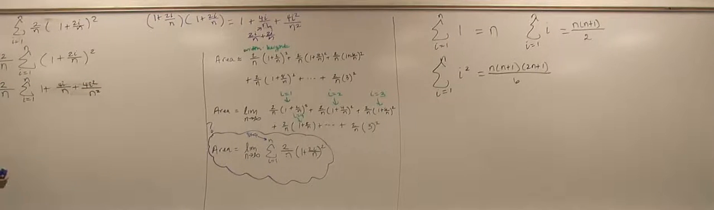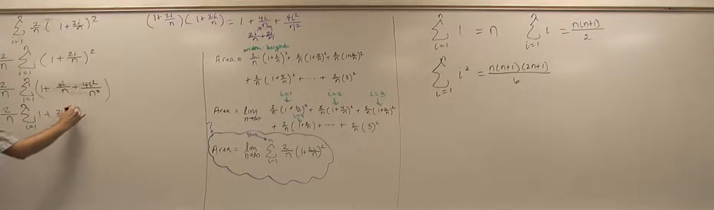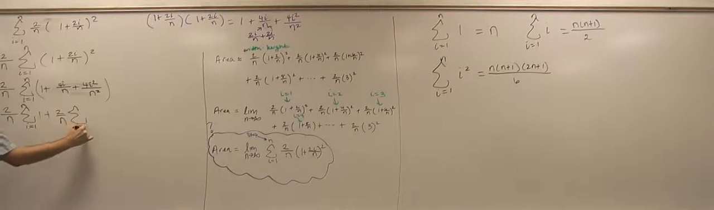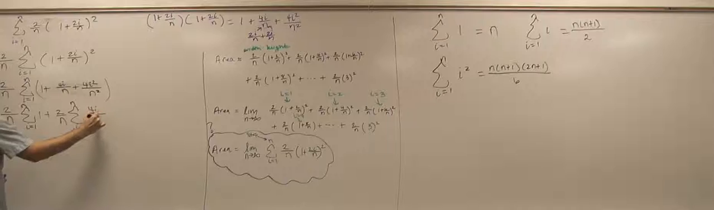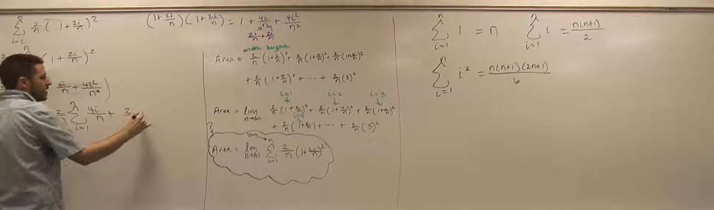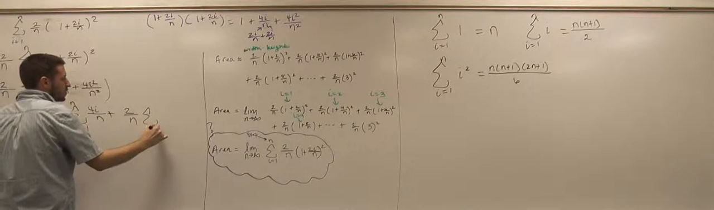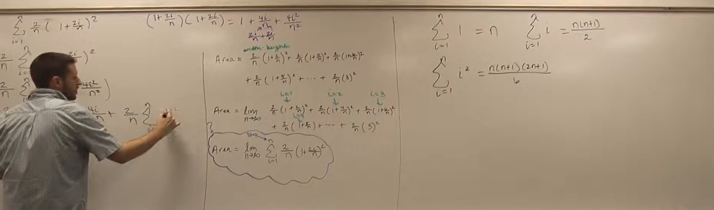So who cares? How does that help us? Because you can now do the sum of each of the individual terms. You can distribute the sum to each one. 2 over n times the sum from i equals 1 to n of the first term, plus 2 over n times the sum i equals 1 to n of the second term, plus 2 over n times the sum i equals 1 to n of the third term.